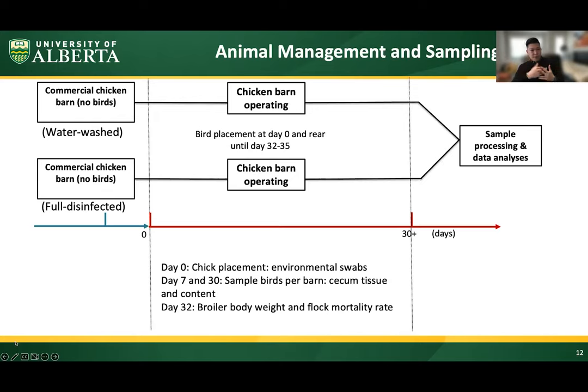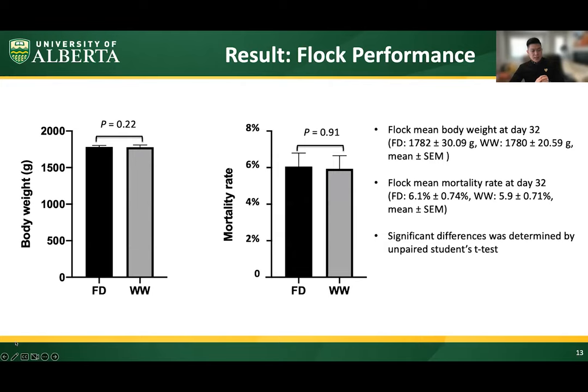Chickens from both treatments were raised in the same manner by the chicken producers with the same handling crew. At day 7 and at day 30, chickens from each barn were randomly selected. Cecal content was then collected for gut microbiota analyses, pathogen detection and quantification, as well as short-chain fatty acid analyses. Let's have a look at what we have found.